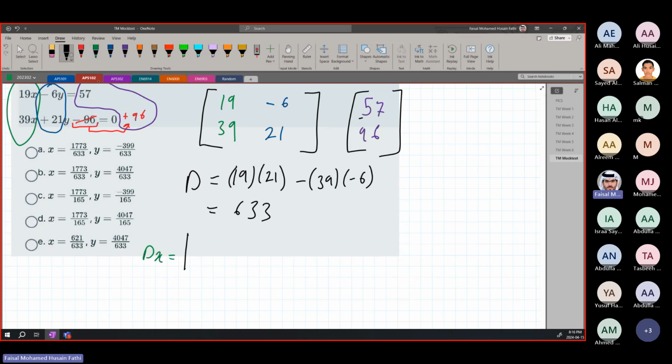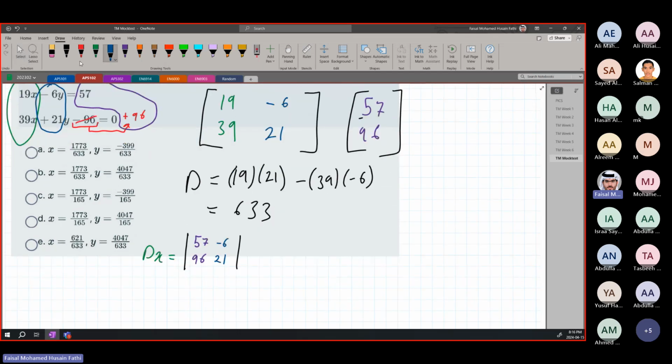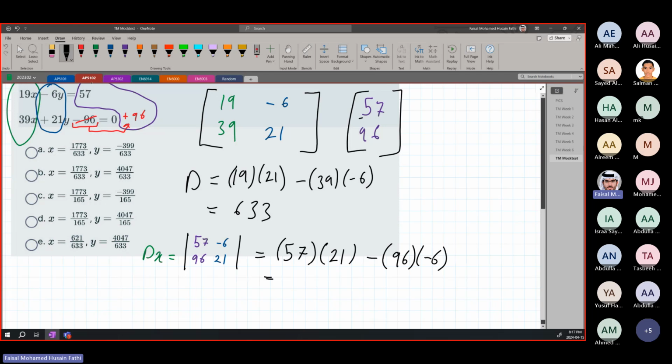For dx, you're going to find the determinant, replacing the first column with your solution. So it's going to be 57, 96, and then the y column stays the same, which is minus 6, 21. Again, I repeat, for dx you replace your x column with the solution. So the determinant is 57 times 21 minus 96 times negative 6, which is equal to 1773. This is for dx.